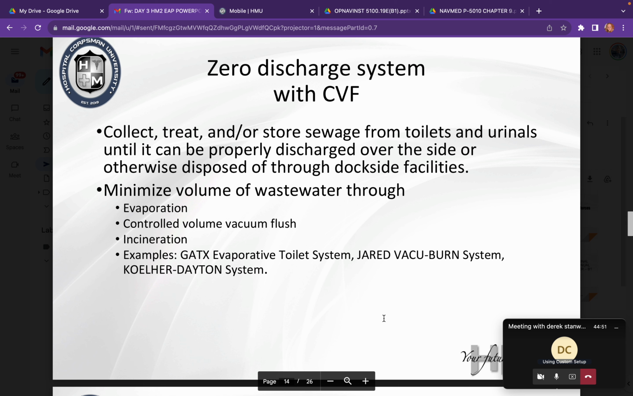Zero discharge system with CVF: collect, treat, and or store sewage from toilets and urinals until it can be properly discharged over the side or otherwise disposed of through dockside facilities. Minimize volume of wastewater through evaporation, controlled volume vacuum flush, and incineration. Your examples include the Gaddix evaporative toilet system, Jared vacuum burn system, and the Kohler Dayton system.